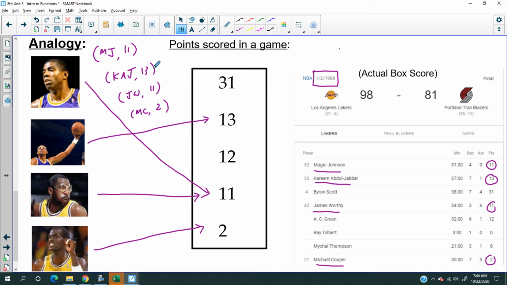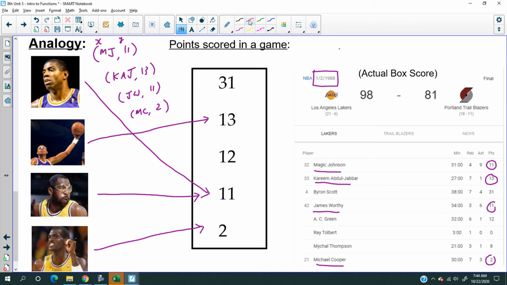Yeah, it's a function, because look, none of the x variable repeated. It's Magic Johnson, Kareem Abdul-Jabbar, James Worthy, and Michael Cooper. None of these repeated. Now, can they repeat the points? Yeah, of course. There's no rule in basketball that says different players cannot score the same amount of points. That's a ridiculous rule, right?